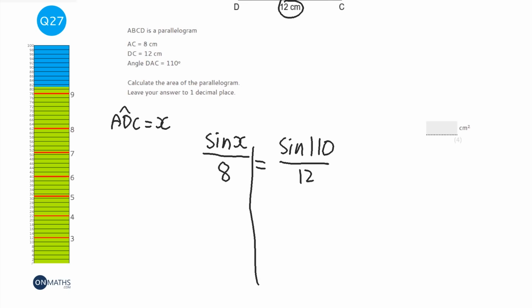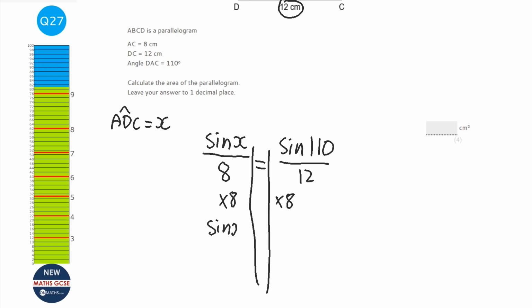So first thing I'm going to do is times both sides by 8. So it's going to be sine X equals 8 sine 110 over 12. And then what I'm going to do is inverse sine both sides.